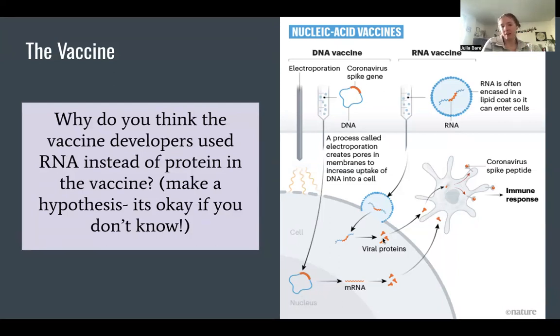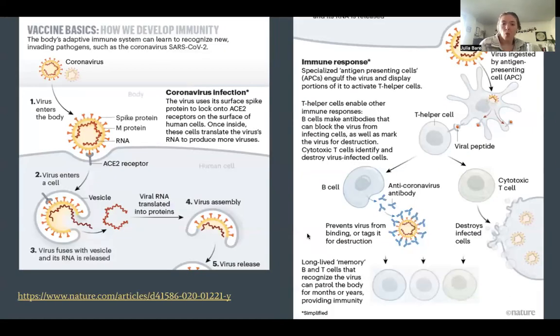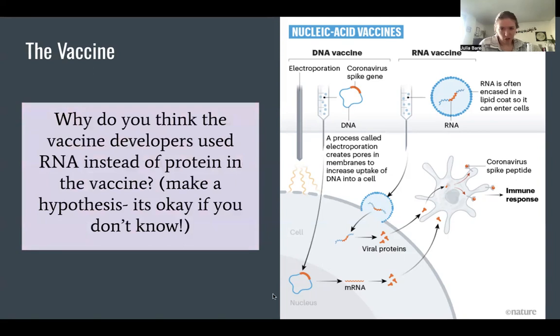Now, why do you think the vaccine developers used RNA instead of DNA? Think about this for a second. I kind of already mentioned it, but why would you want to use RNA instead of DNA? Well, consider that question as you also move through this diagram, right? If we were to use a DNA vaccine, there are a lot of additional steps that we would have to use, and it makes it more challenging to mass produce a vaccine.